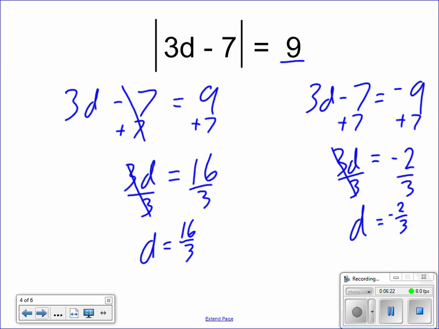D equals 16 thirds, D equals negative 2 thirds. Once again, I'd leave that improper because when you plug it in and times it by 3, you get 16 minus 7, that's 9. And you get negative 2 minus 7 is negative 9. Okay? Because the 3's in the bottom, right? You cancel it out by the coefficient of the 3. Okay? If you do make it a decimal, make sure you keep all those numbers because they will be repeating.